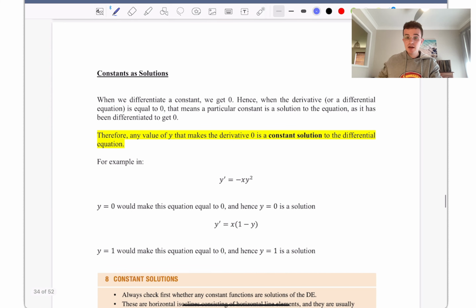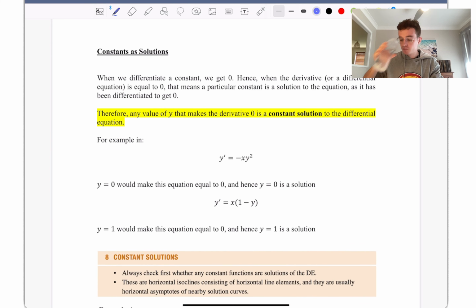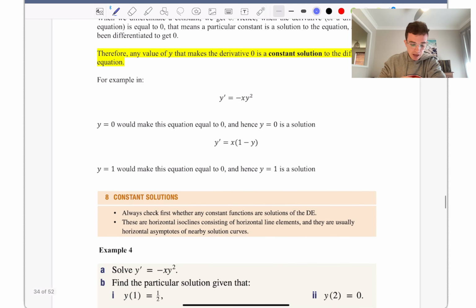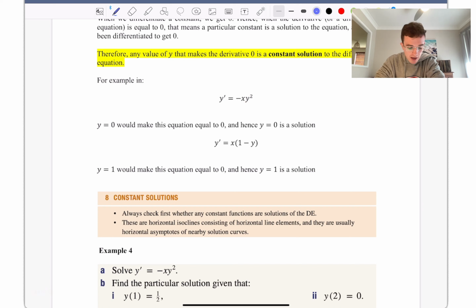Okay. Now, we can have constants as solutions to these differential equations. So when we differentiate a constant, we get 0. We know that and we're aware of that. So when the derivative in a differential equation is equal to 0, that means a particular constant is the solution to the equation because it's been differentiated to get 0. So therefore, any value of y that makes the derivative 0 is a constant solution to the differential equation. So for example, in y dash equals minus xy squared, y equals 0 would make this equal to 0, and hence y equals 0 is a solution to that equation.